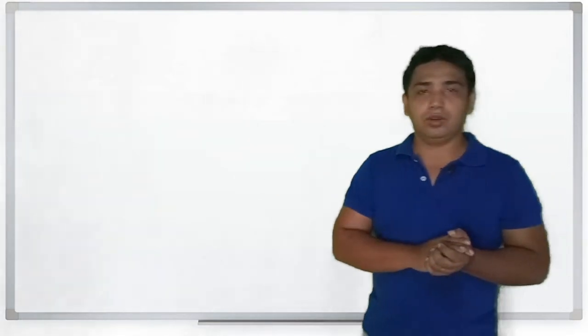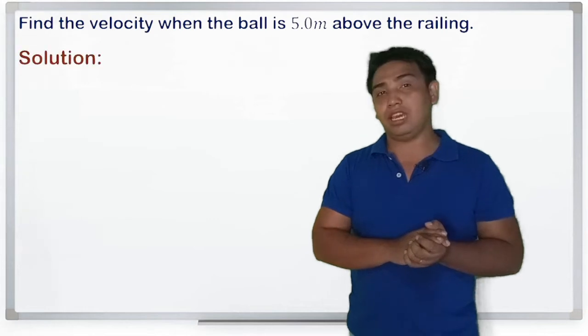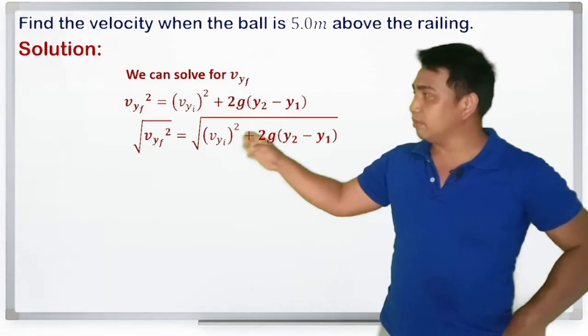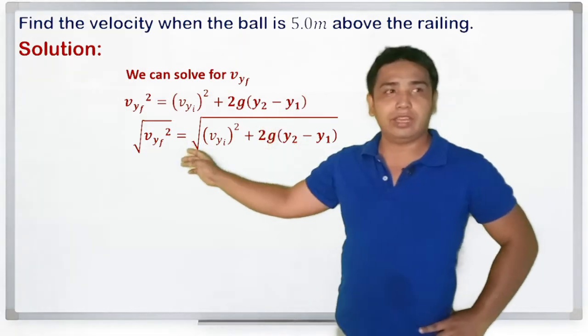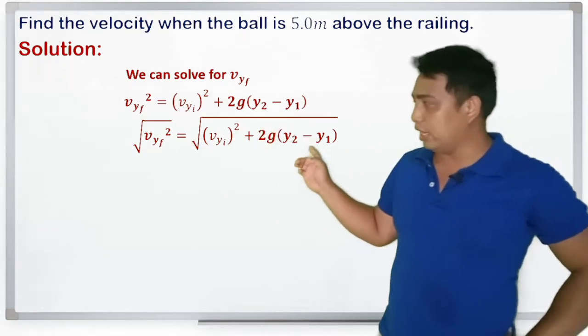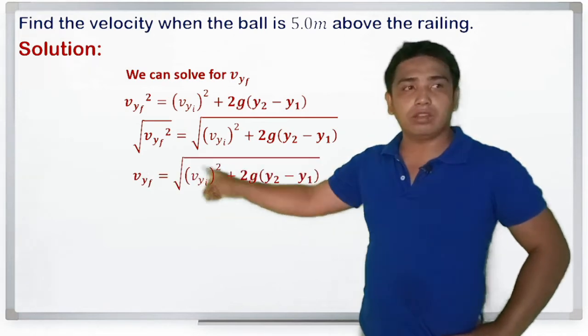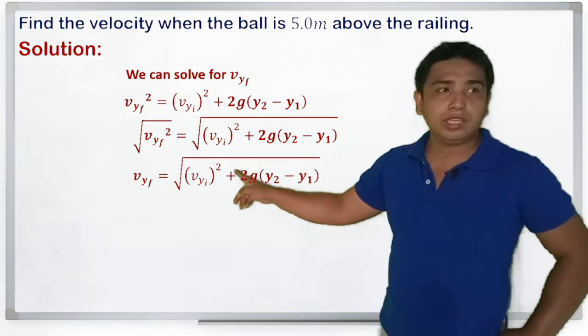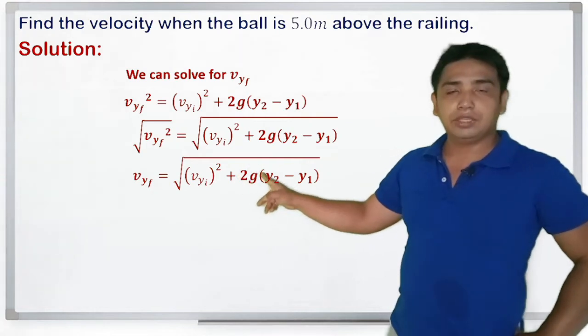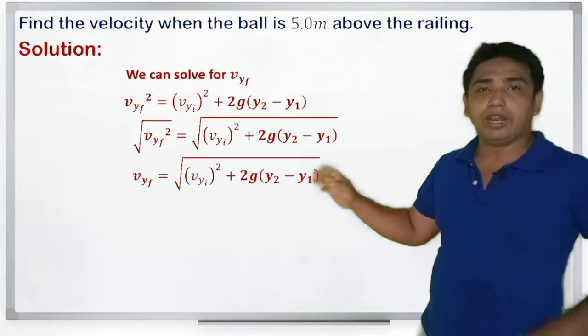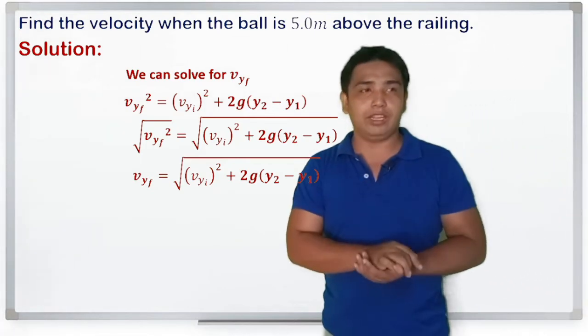Now we have to take the square root of the terms. Take the square root of the left side, take the square root of the right side. We get vyf is equivalent to the square root of the quantity vyi squared plus 2g times the quantity of y sub 2 minus y sub 1, and this is the formula that we can use.